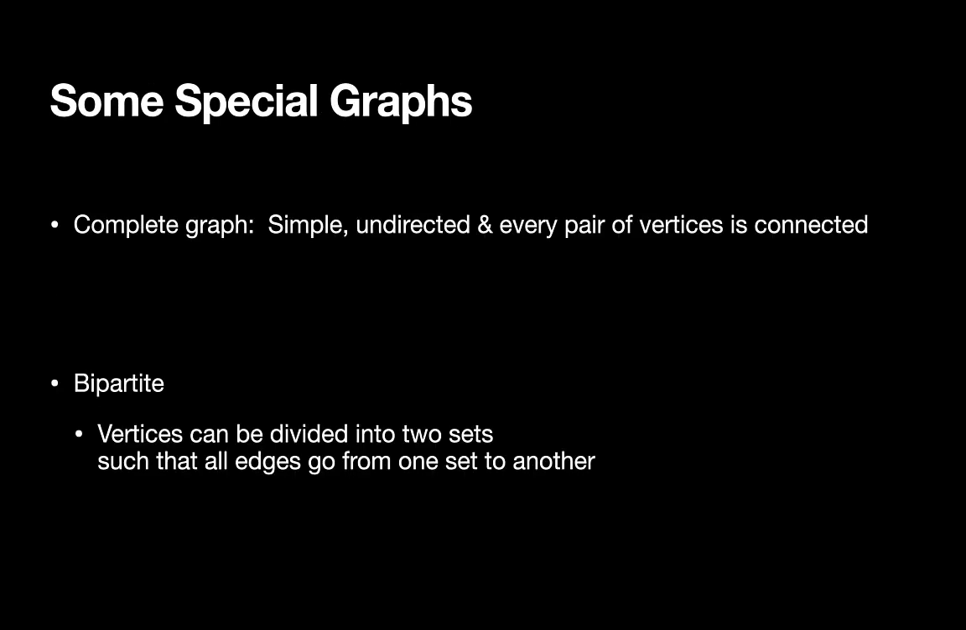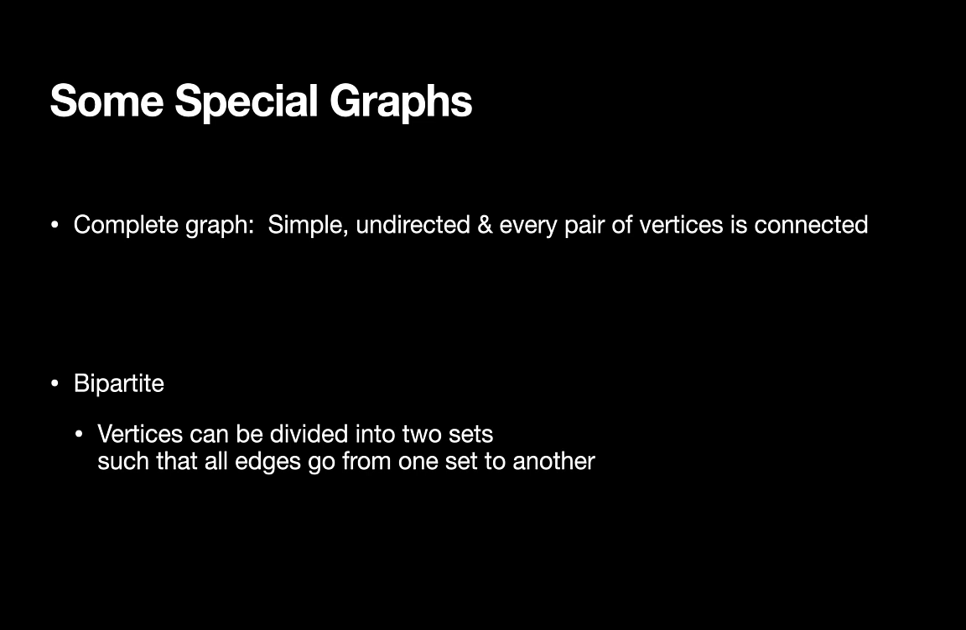Okay, so there are some common special graphs that you may encounter. The complete graph is a simple undirected graph where every pair of vertices is connected. When we were coming up with our argument for the maximum number of edges in a simple undirected graph, we basically constructed a complete graph.